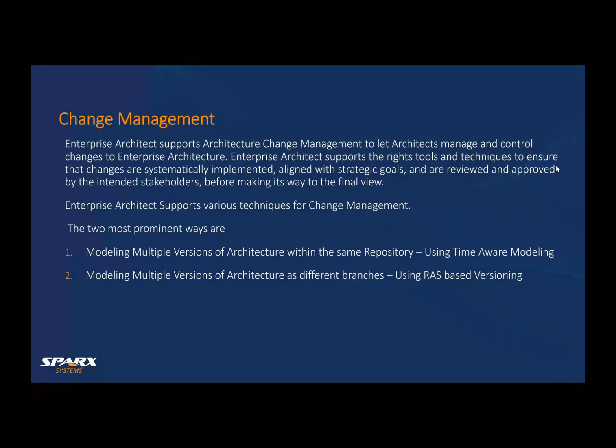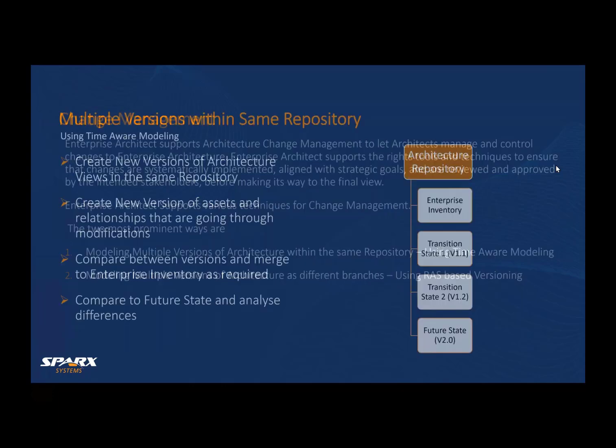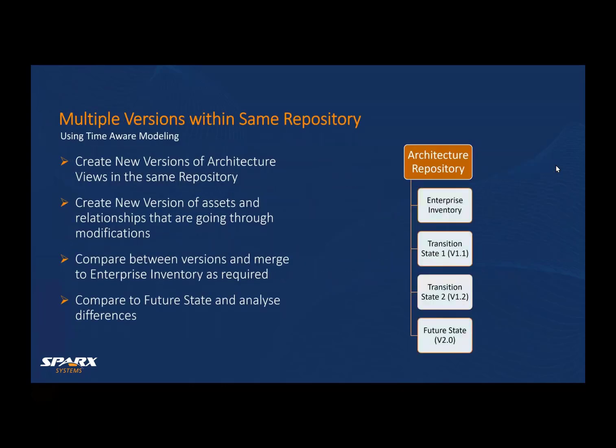And the second approach is to maintain multiple versions of your architecture or branches in different repositories and then use what we call the reusable asset service to manage the versions between these repositories. So we'll take a closer look at both these approaches, as a lot of discussions that I've had with users while implementing the best approach for change management, and both of these have been seen as acceptable approaches, especially with TAM being enhanced in the upcoming version.